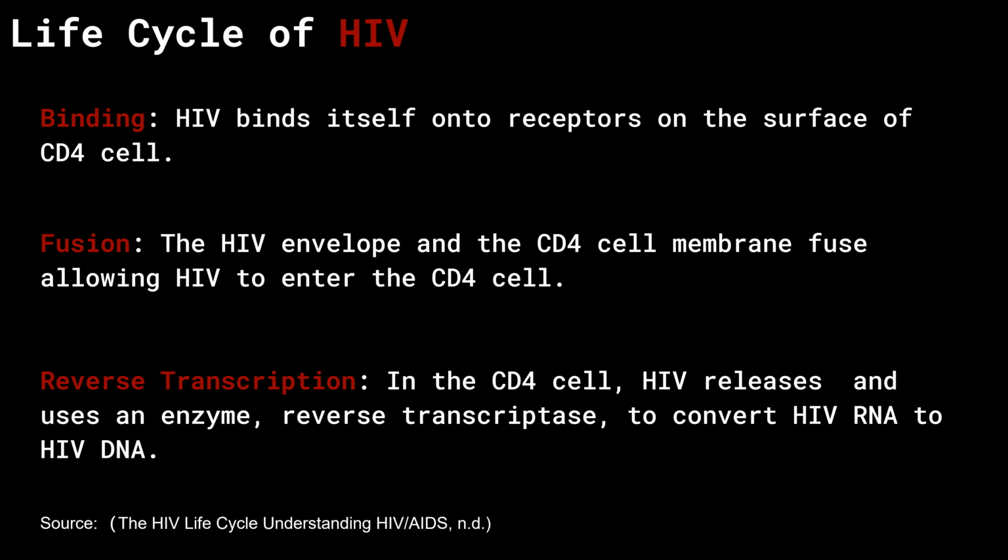For the fifth stage, which is binding, HIV binds itself onto the receptors on the surface of the CD4 cell. And for fusion is when the HIV envelope and the CD4 cell membrane fuse together, allowing HIV to enter the CD4 cell. Reverse transcription is when in the CD4 cell, HIV releases and uses an enzyme called reverse transcriptase to convert HIV RNA into HIV DNA.